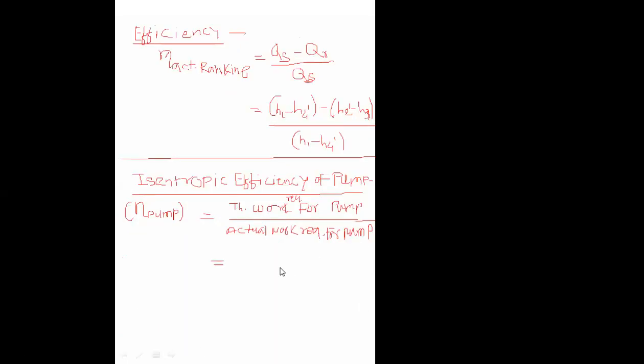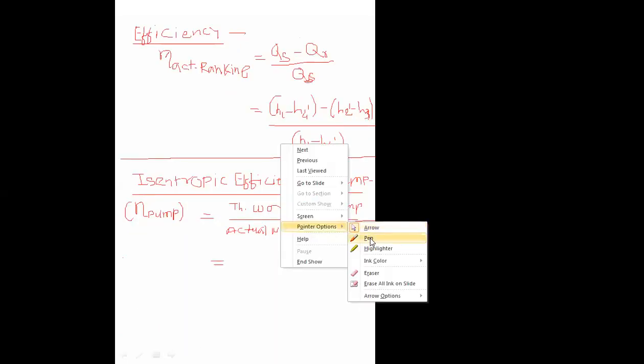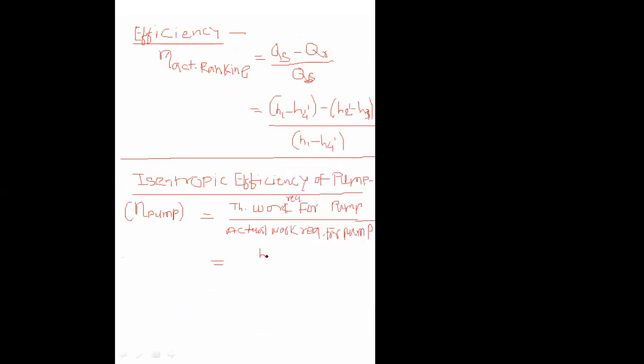So theoretical work is what? H4 minus H3. Actual work required is what? H4 dash minus H3.